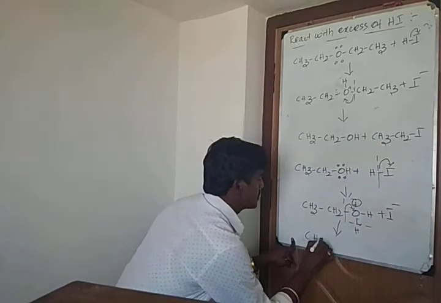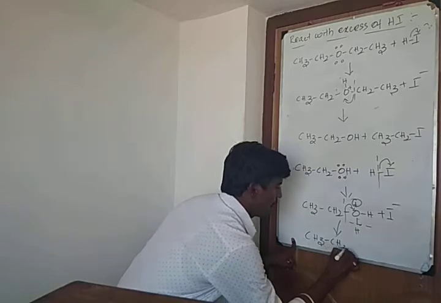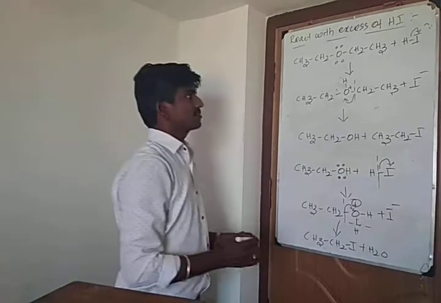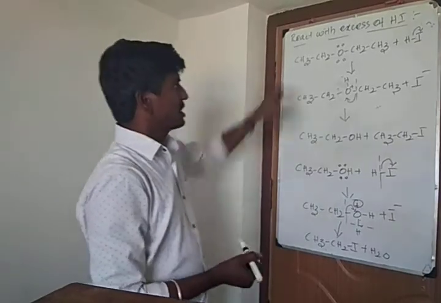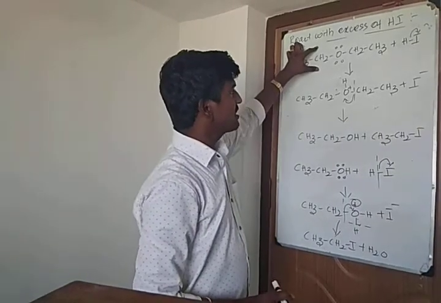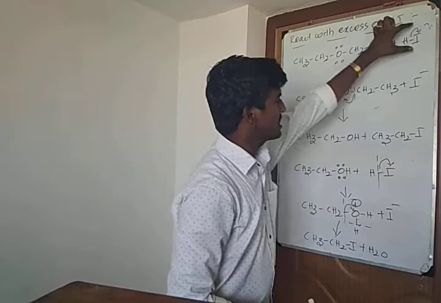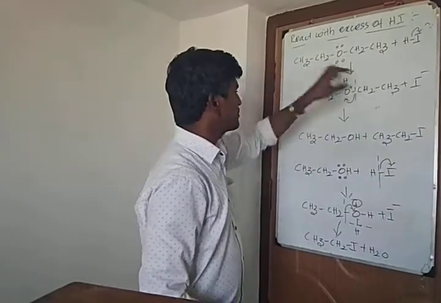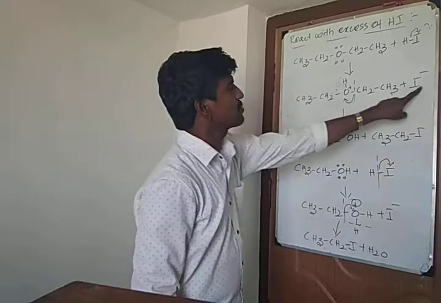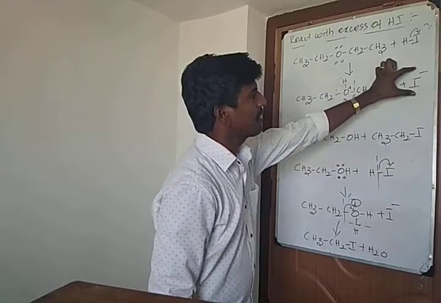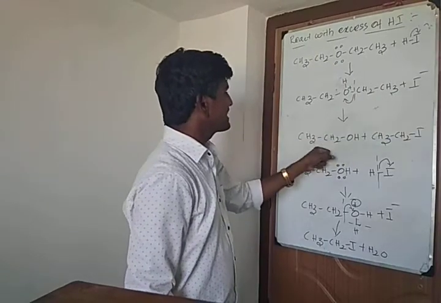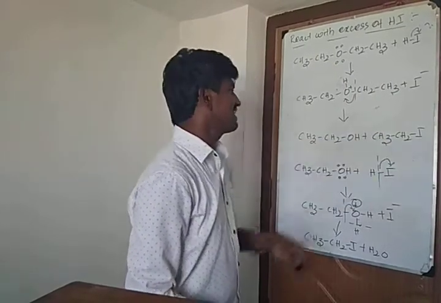CH3, CH2, I plus 1 mole of water. Are you clear? Any doubt about this mechanism? First, 1 mole of ether reacts with 1 mole of hydrogen iodide. You get an intermediate, the oxonium ion, as well as I minus. This I minus is a good nucleophile. It attacks the alkyl group. You get alcohol and ethyl iodide.